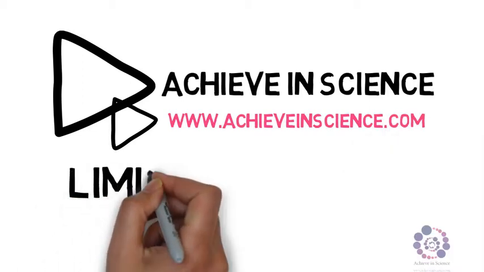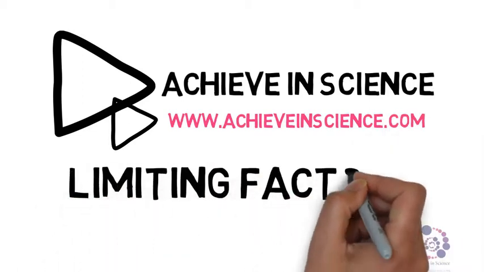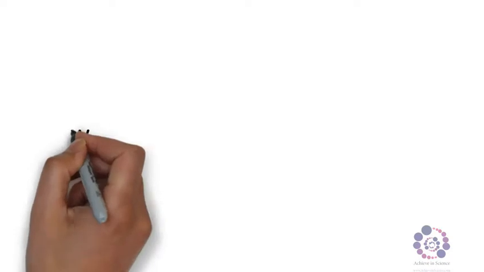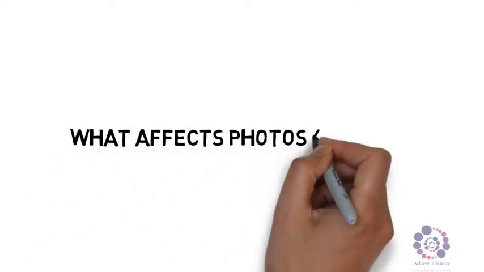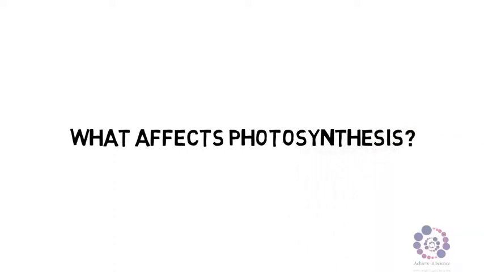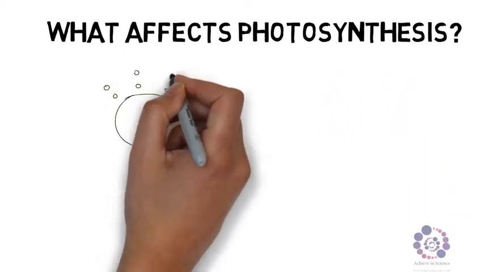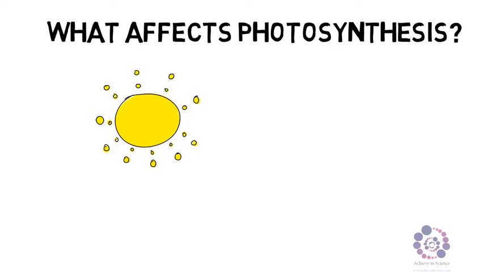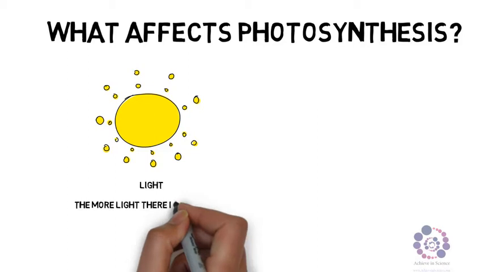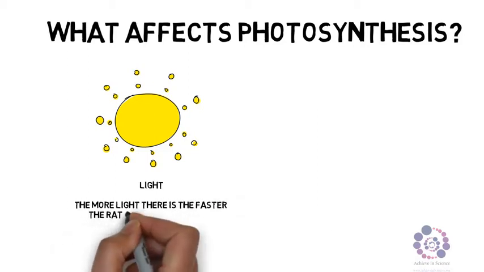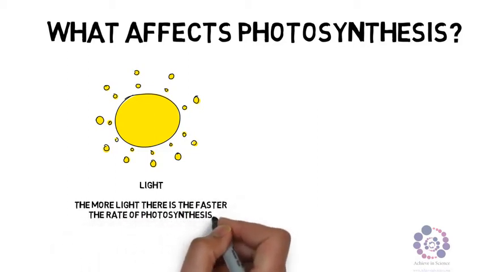This video is going to cover limiting factors. First of all, we need to look at what affects photosynthesis. Well, photosynthesis is affected by a number of different factors. The first one being light. Plants need light in order to grow, but more importantly, they need light in order to carry out photosynthesis. Therefore, the more light there is, the faster the rate of photosynthesis becomes.